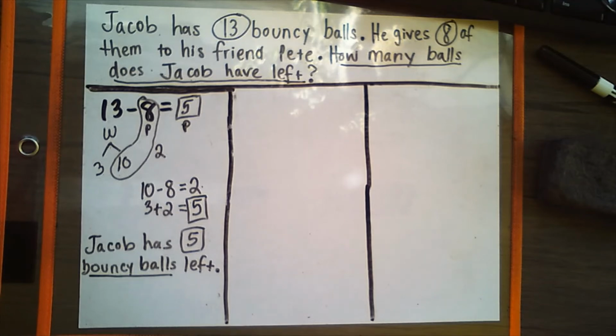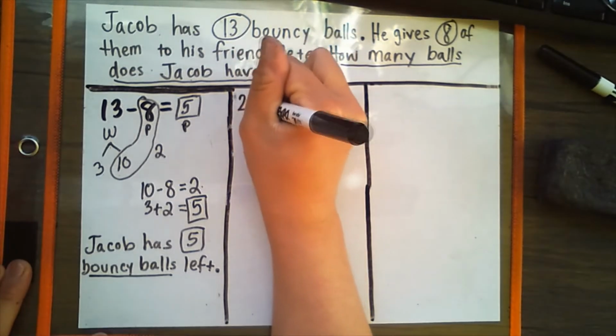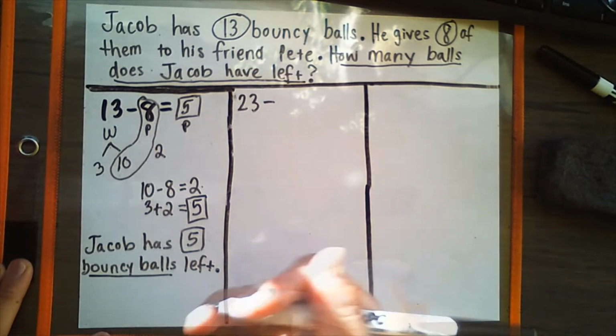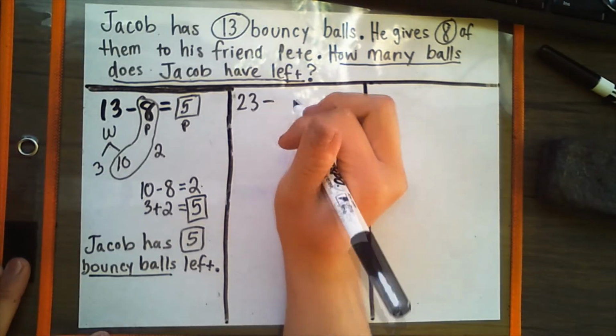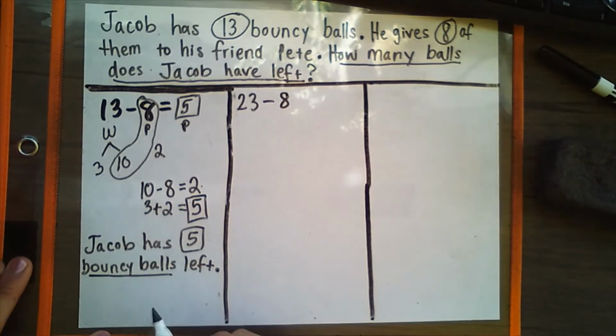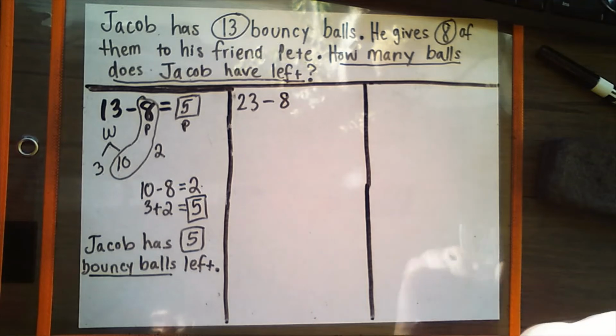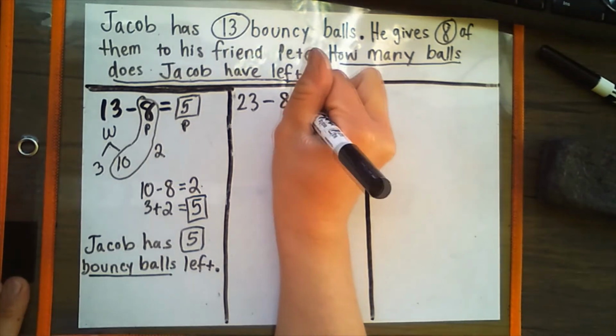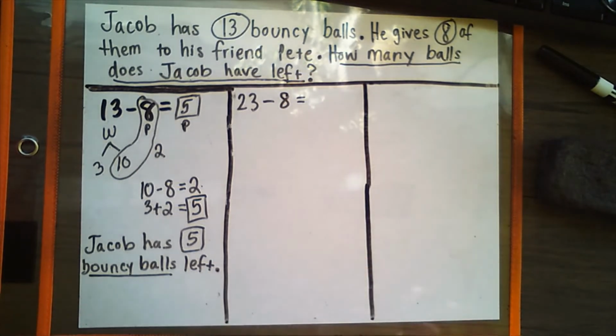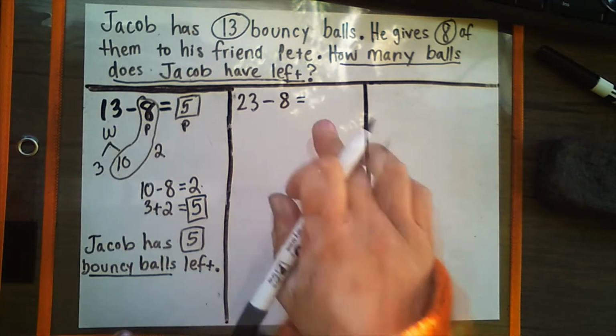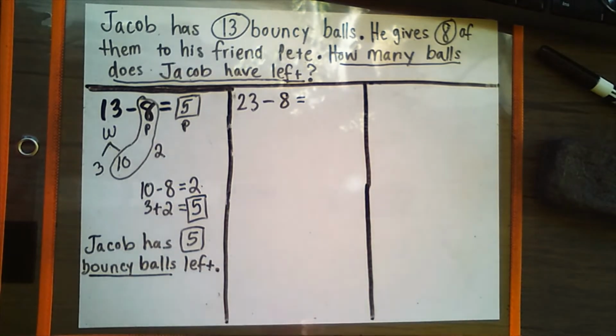Okay, now let's pretend that Jacob has 23 bouncy balls instead of 13. So Jacob has 23 bouncy balls, and he decides to be super kind and share 8 of those bouncy balls with his friend Pete. So now we have a new number sentence. Before we do this together as a team, I want you to work on this by yourself first at home, and then we will do it together. So pause here and work on this problem: 23 minus 8.